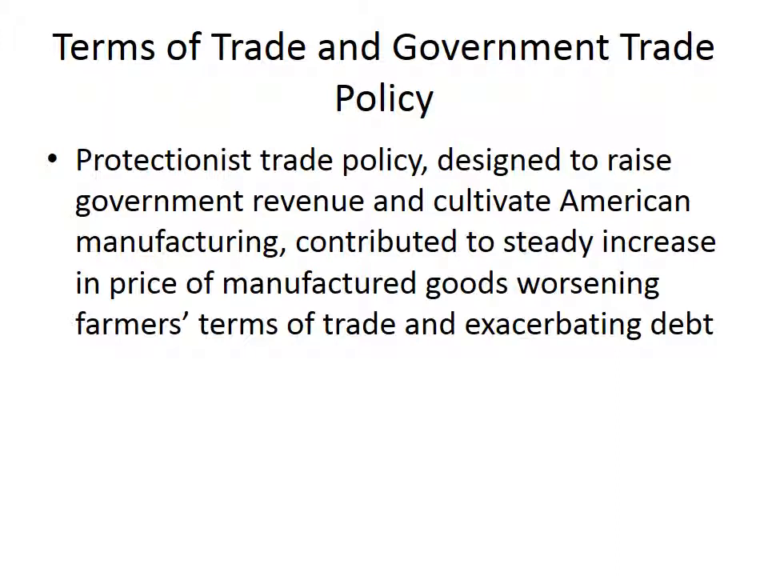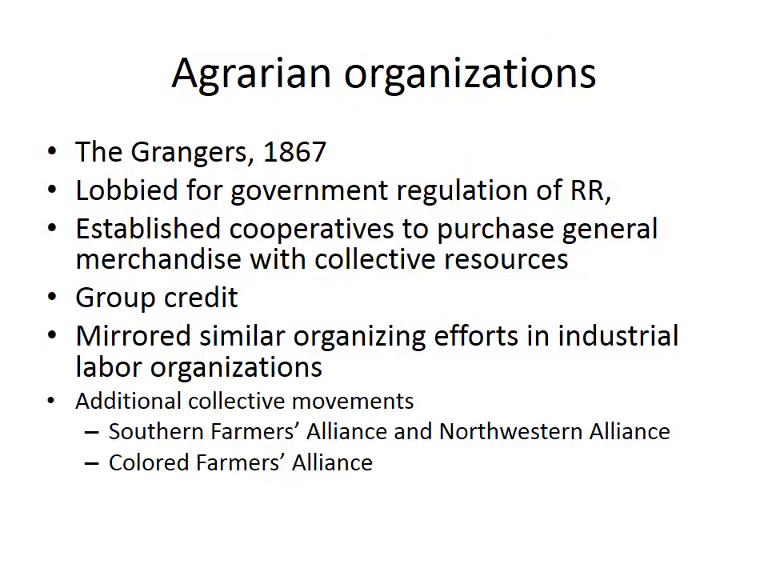We talked about this already, so I'm not really going to cover this slide very much. It's just another slide for protectionist trade policies designed to raise government revenue and cultivate American manufacturing, contribute steadily to the declining terms of trade. Now, in response to this, the farmers are going to try something, and it will not be terribly successful. And there's reasons for it that we don't really need to get into. I'll just briefly state them here, okay?